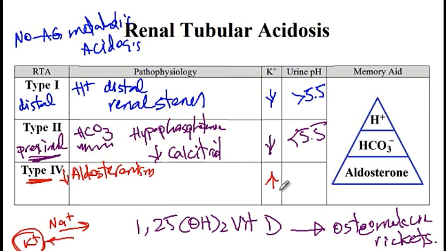And then hyperkalemia interferes with the production of the ammonia, and it also competes with the secretion of ammonia inside the urine, and thus these patients will have decreased urine pH.